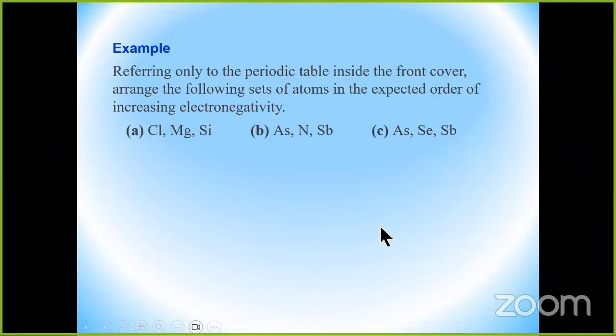now this question is saying, referring only to the periodic table, give the order of increasing electronegativity of these sets. So basically, you're starting from the lowest to the highest, all right? So let's start off with A. You're given chlorine, magnesium, and silicon. So of these three, which would you expect to be the lowest?